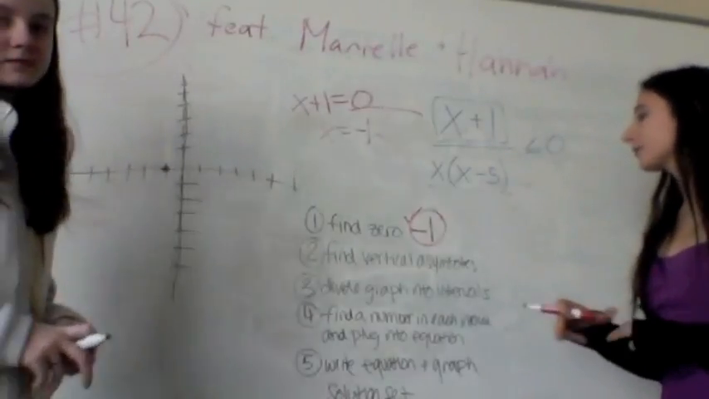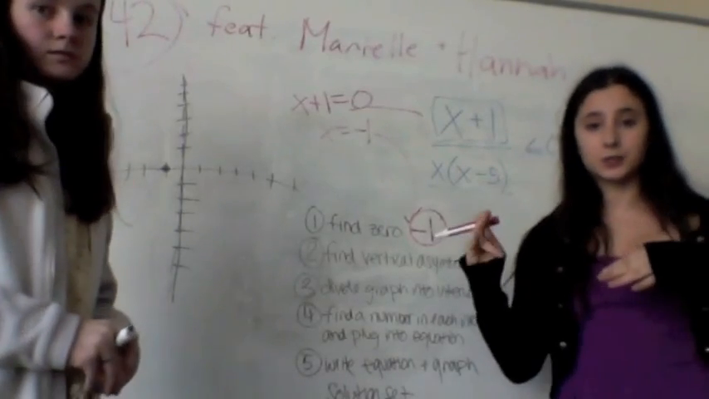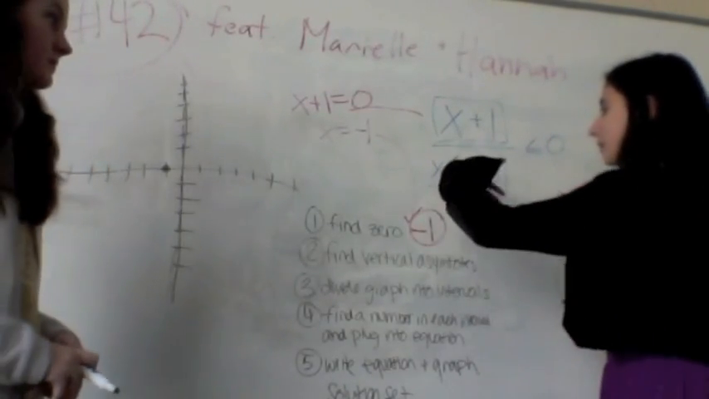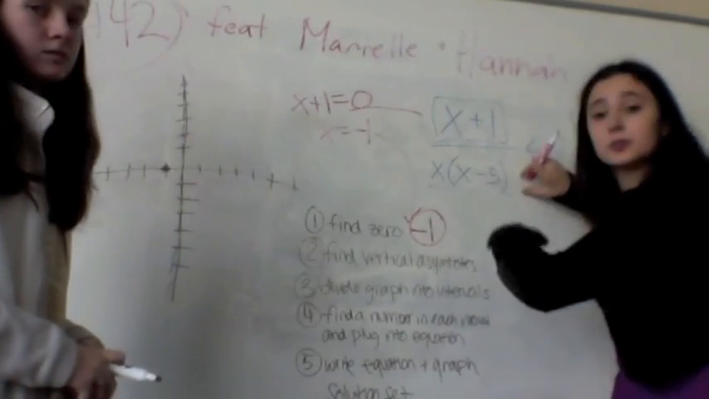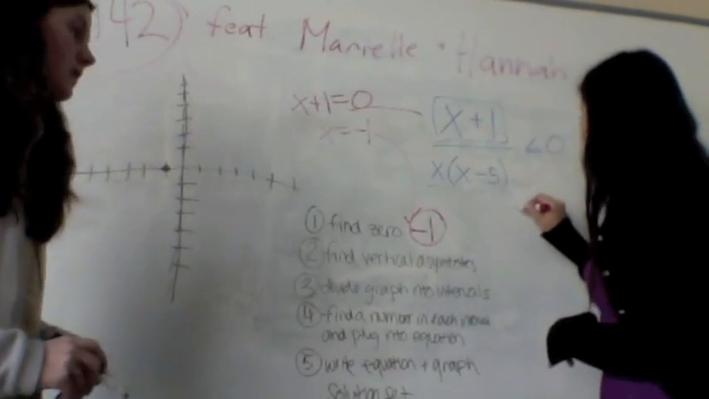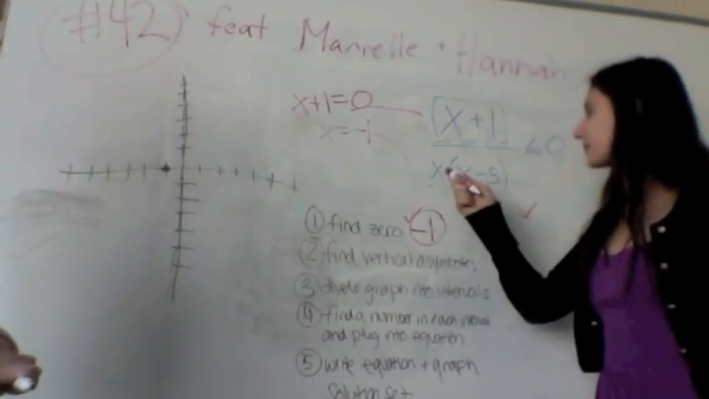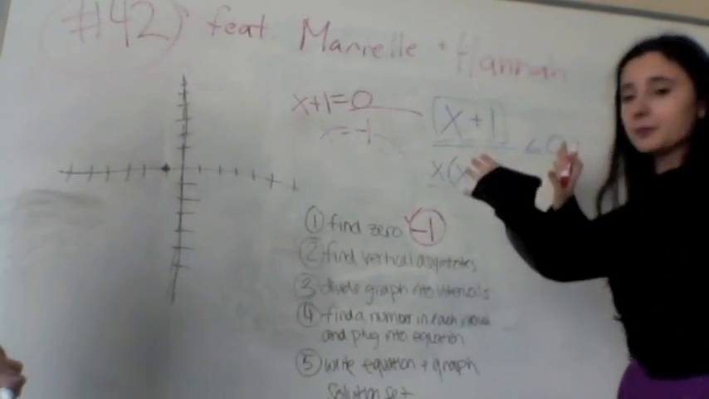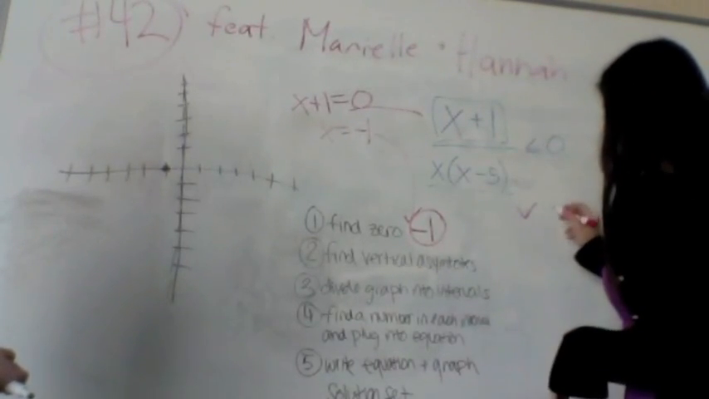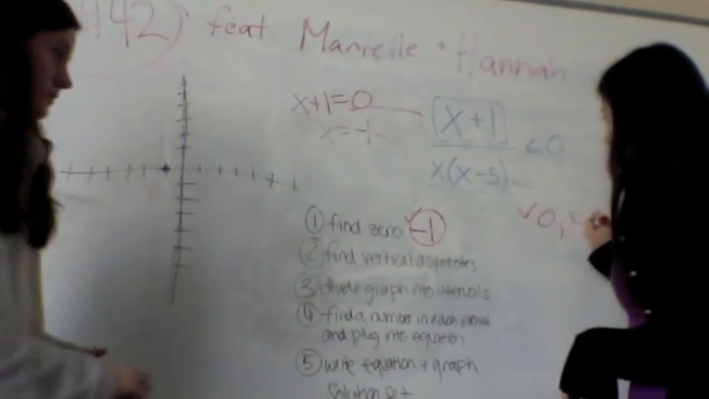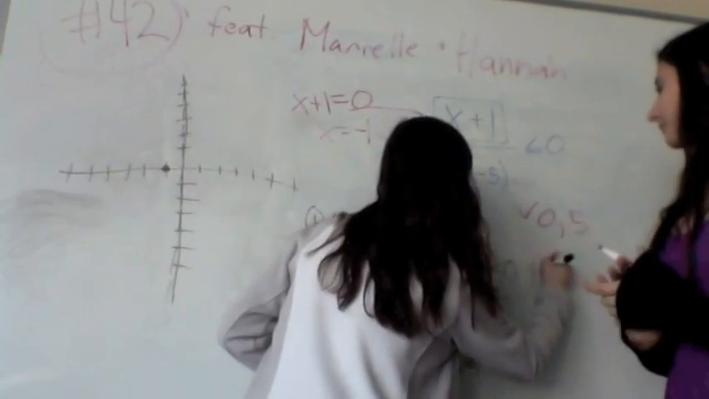And then you're going to find the vertical asymptotes. The vertical asymptotes of a fraction are always going to be the zeros of the denominator. You just found the zeros of the numerator, now you can do the denominator. The zero of this is 0, because if x is 0, the whole thing will be 0. Another one is 5, because you want to make this 0. So the vertical asymptotes are 0 and 5.